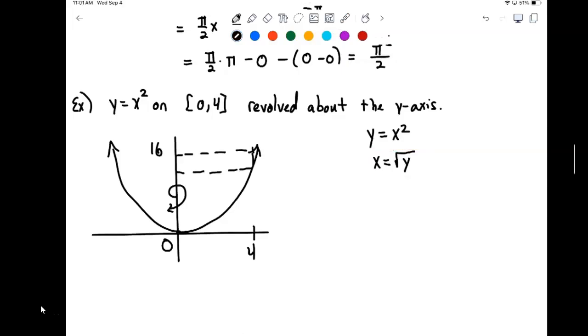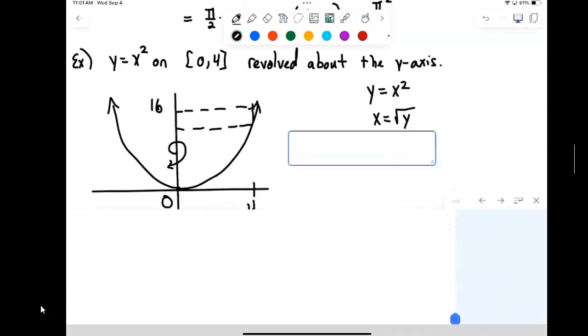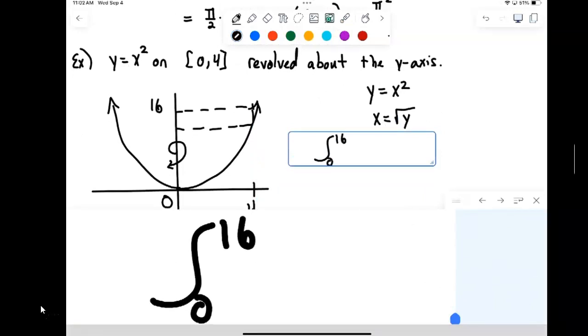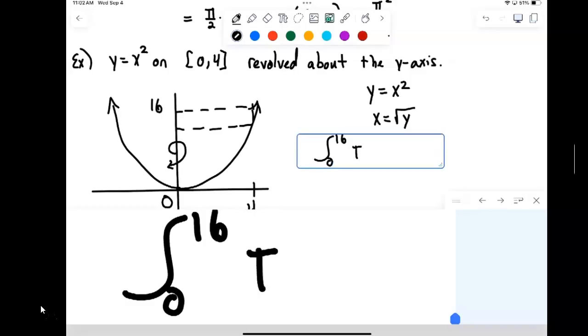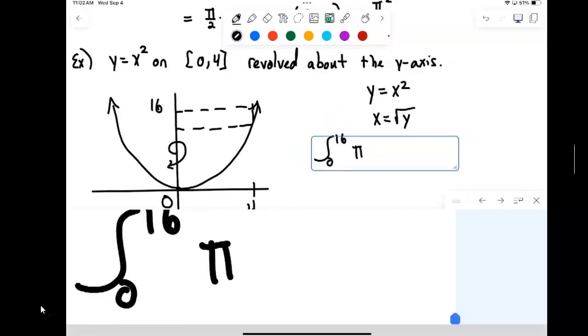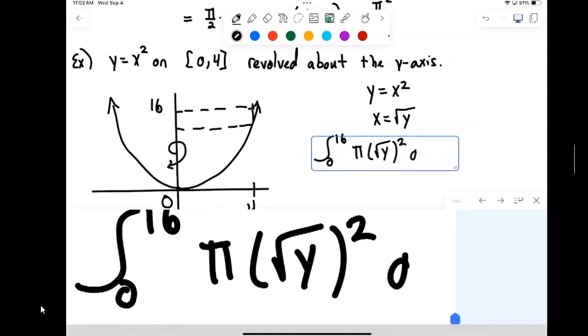Volume still works the same way, except now we're revolving about the y, and that's why we have to use the disk that has the y height here as the radius. Okay, so we're ready to go. Volume is the integral between our limits, 0 to 16, of pi times our function squared. So that would be the square root of y squared dy.